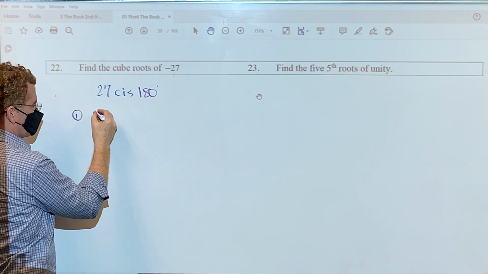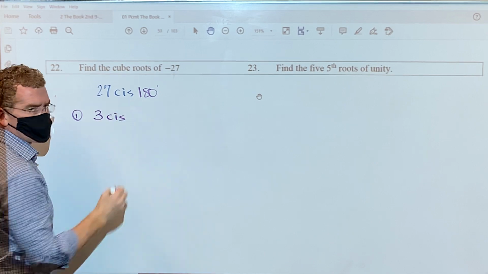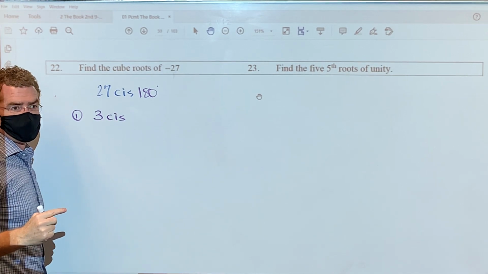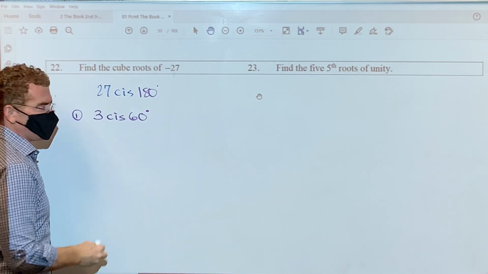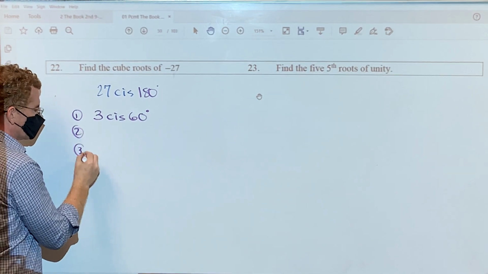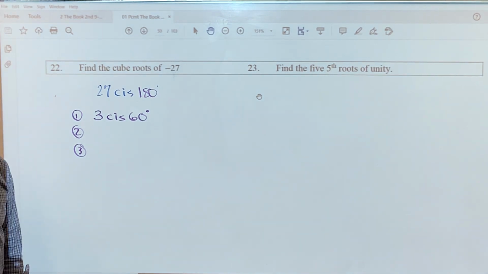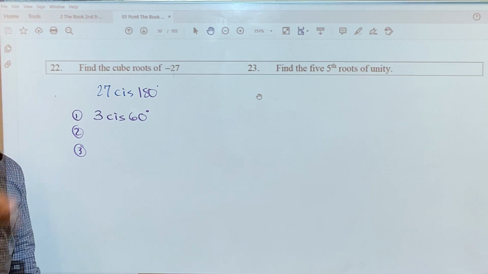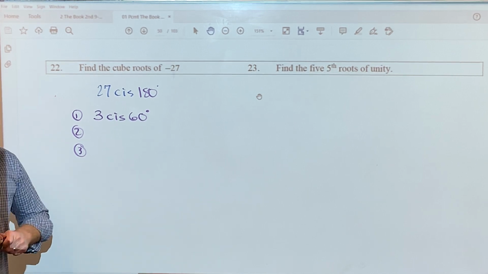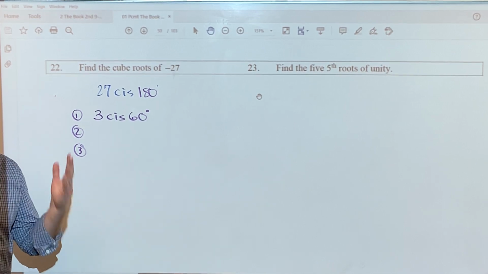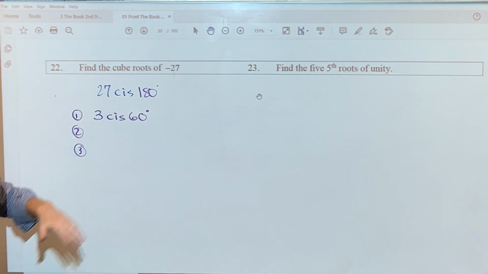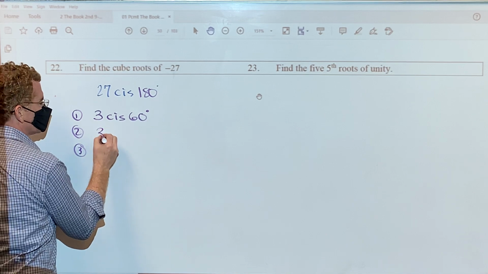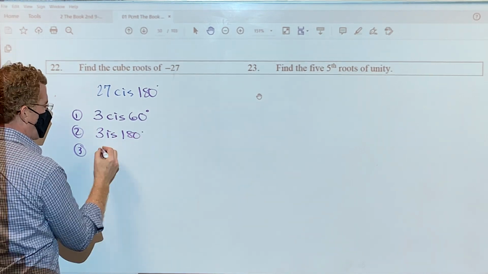Cube root that, and what? Divide by 3. There's your first one. And then how do I find the other 2? What am I going to add? Imaginary numbers are always equally spaced around a circle, so how far apart are the other ones? 120, because 3 into 360 is 120. Add a 120. Add a 120.